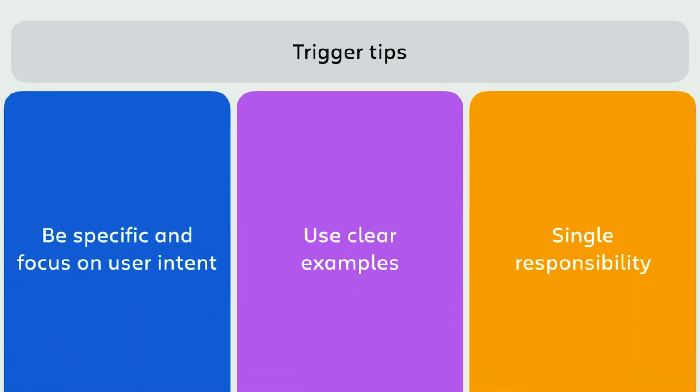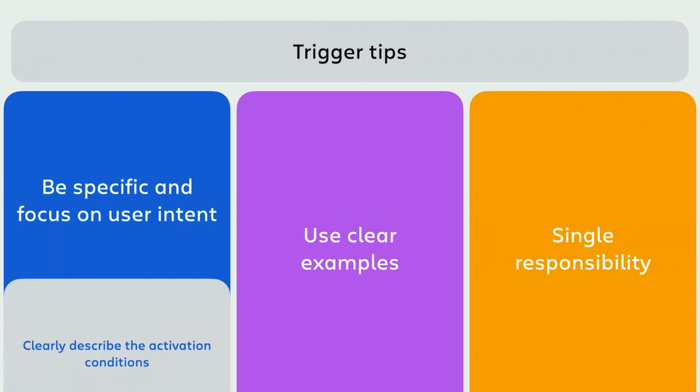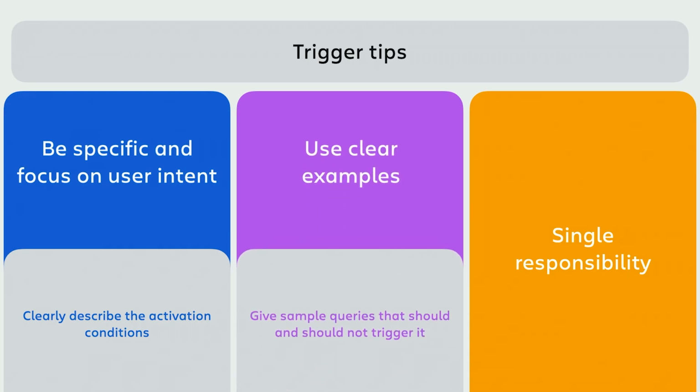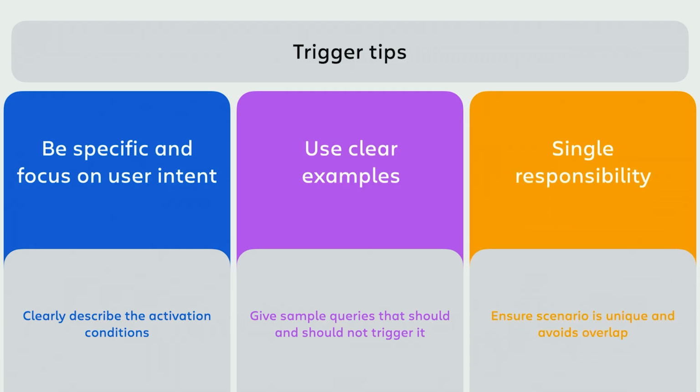Perfect. Now, how does your agent know when to go to these specific scenarios, right? So the default scenario that Sherif built had no trigger because it's our else statement, right? So we essentially need to build if statements into the other ones. So when you build these triggers, and we'll call them scenario triggers, there's 3 main rules you want to follow. You want to be very specific and focus on intent, so clearly define these activation conditions, right? You want to use clear examples, so give sample queries that should and should not trigger it, right? And then you want to give it a single responsibility.